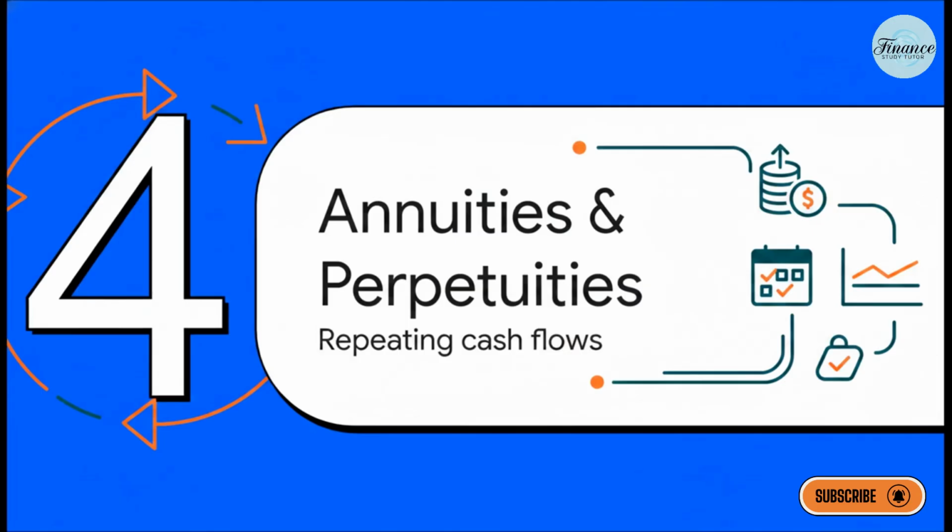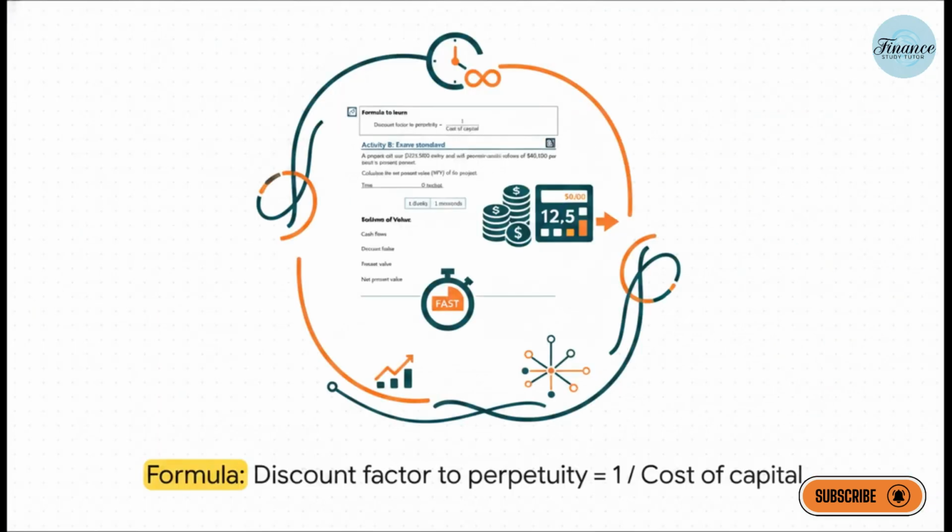Section 4. Annuities and perpetuities. This is where we look at repeating cash flows. So a perpetuity is a continuous cash flow that lasts forever, literally to infinity. Now, instead of painstakingly discounting year 1, year 2, year 3, and so on forever, there is a brilliant mathematical shortcut formula. The discount factor for a perpetuity is simply 1 divided by the cost of capital.